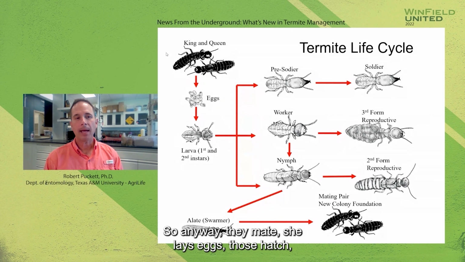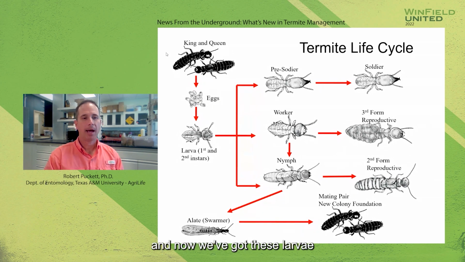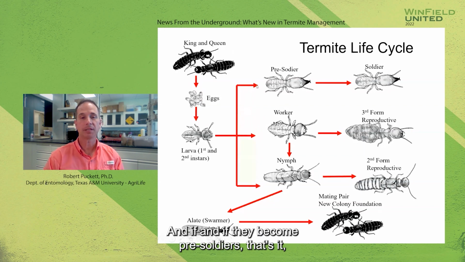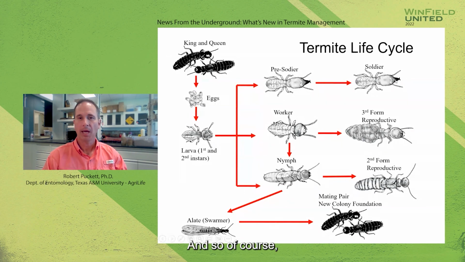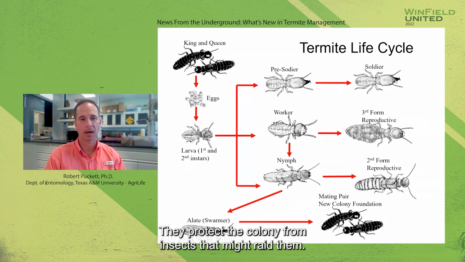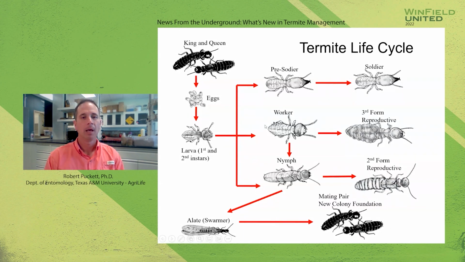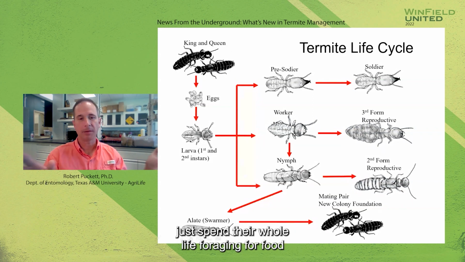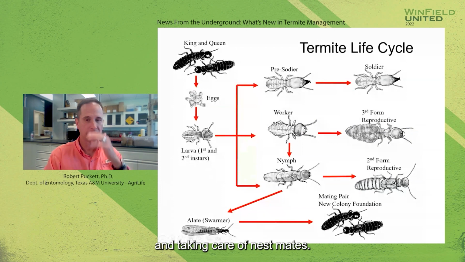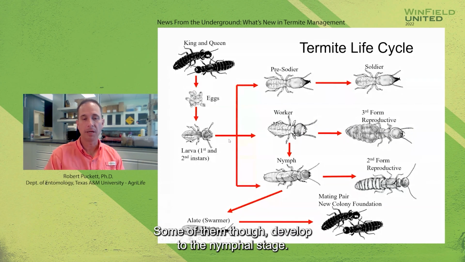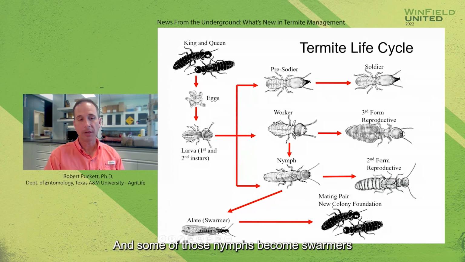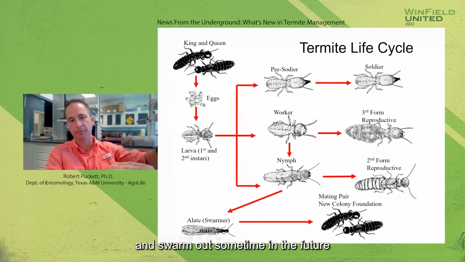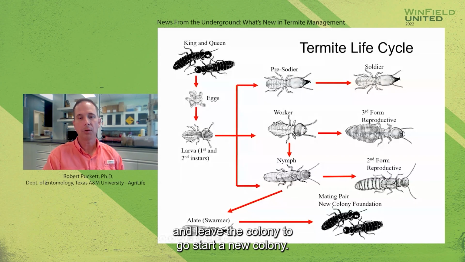So anyway, they mate. She lays eggs, those hatch, and now we've got these larvae that begin to develop through. And if they become pre-soldiers, that's it. They're fated to become adult soldiers, males and females. And so, of course, soldiers are the defense force of the colony. They protect the colony from insects that might raid them. Some individuals become workers, and some of those workers just spend their whole life foraging for food and taking care of nestmates. Some of them, though, develop to the nymphal stage, and some of those nymphs become swarmers and swarm out sometime in the future and leave the colony to go start a new colony.